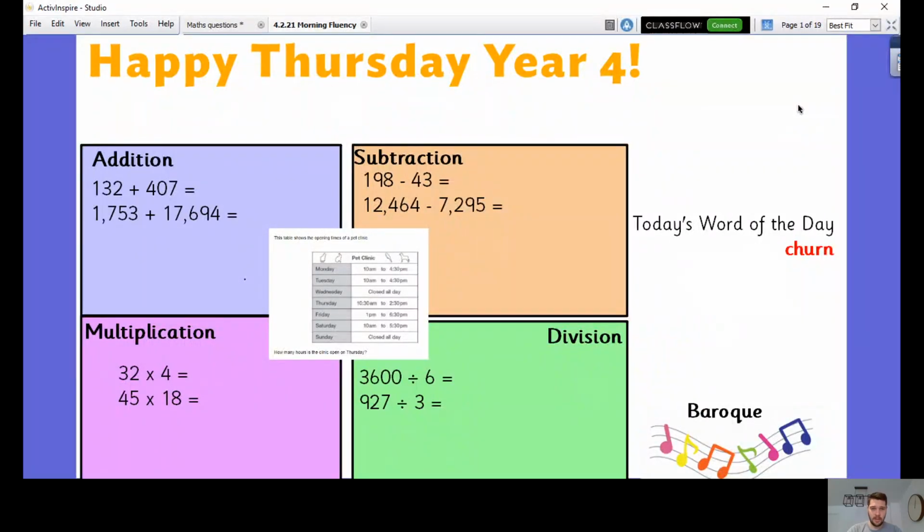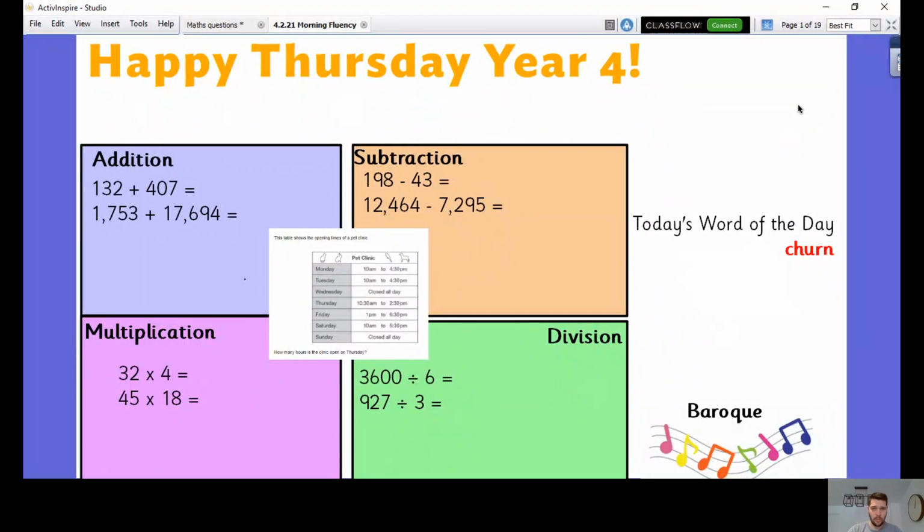We are going to continue using this because it seemed successful enough. So we'll carry on with me using this sort of setup for our lessons until otherwise notified. Okay, I'm just sharing your morning fluency with you here.